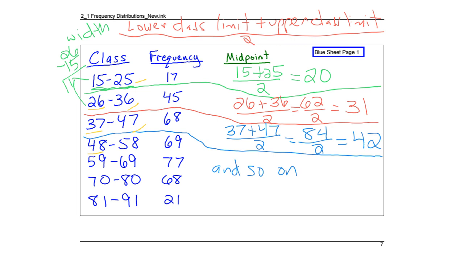But it also works for the midpoints. Look over here. I have 20. If I add the width of 11, I get 31. If I add the width of 11, I get 42, and that would keep working as we filled out that table. All right, so that's midpoint.